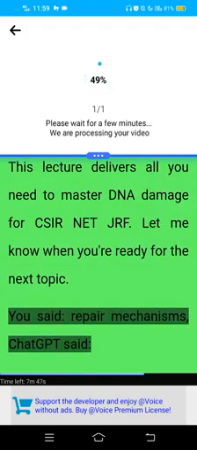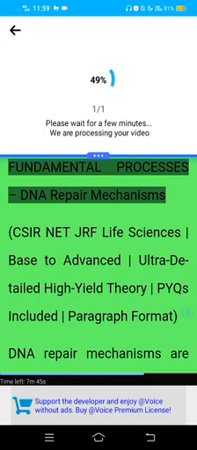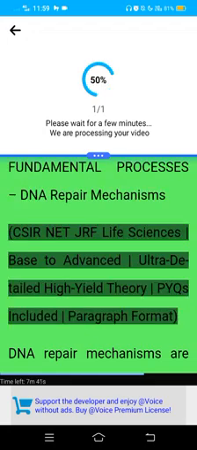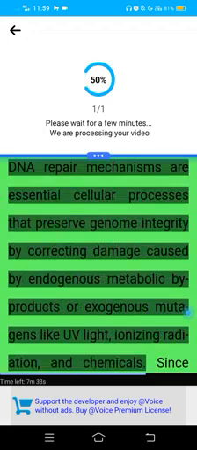You said, repair mechanisms. ChatGPT said, fundamental processes, DNA repair mechanisms. CSIR NET JRF Life Sciences, basic to advanced, ultra-detailed, high-yield theory, PYQs included, paragraph format.